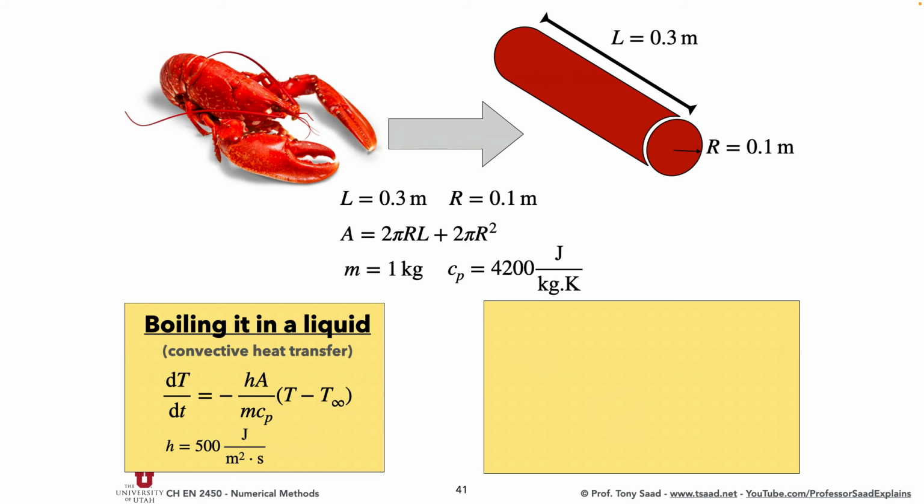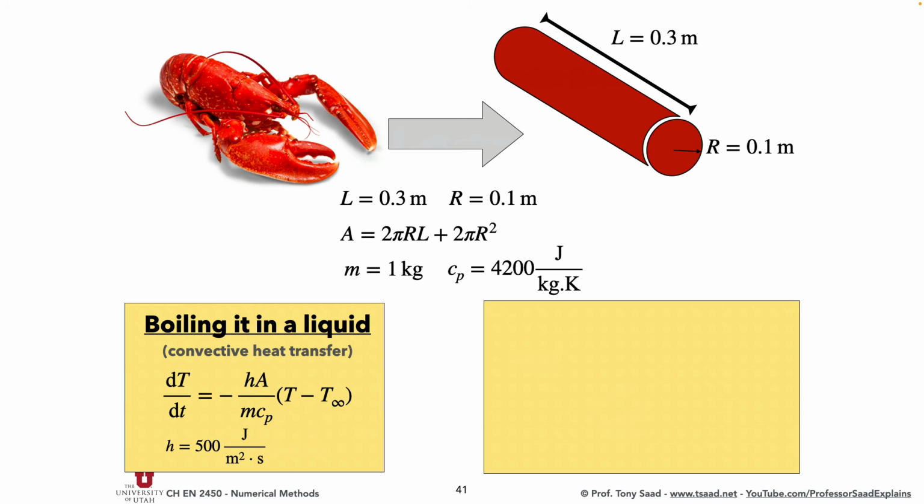T is the temperature of the lobster. T infinity is the surrounding temperature of the fluid. Water boils at 95 degrees in Sandy, or here in Salt Lake, 97 degrees. That's T infinity. Now think about the carrying capacity. What happens when the lobster temperature becomes equal to the temperature of the liquid? This term goes to 0, so there's no more change. So with boiling in a liquid, in oil or water, that lobster is going to hit a fixed temperature equal to the temperature of the boiling liquid, and it's going to stay there until the liquid evaporates.